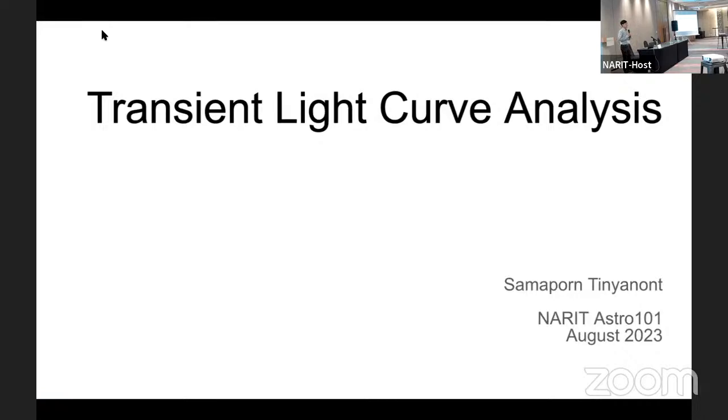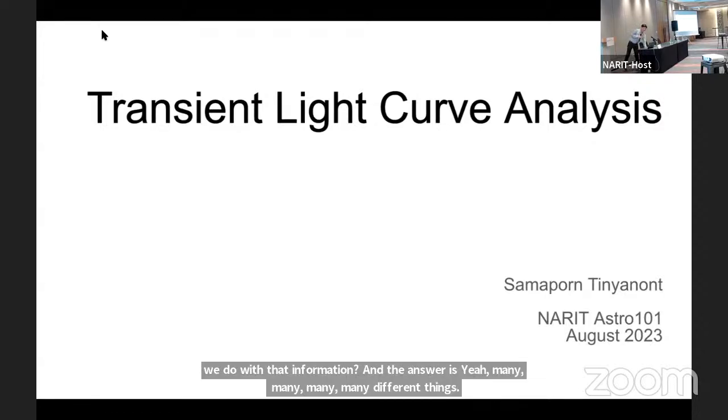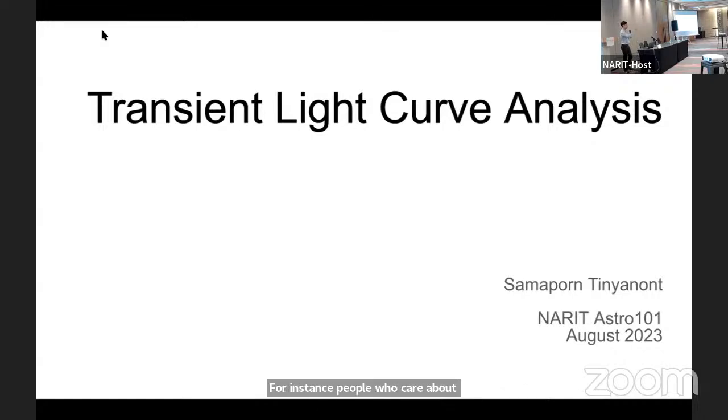For light curve analysis, we started this week by looking at astronomical images, and this morning we ran astrometry and photometry to measure how bright the sources of interest are in our images. Now what do we do with that information? The answer is many different things. For instance, people who care about transiting exoplanets can take photometry, plot it up, and do really careful photometry to see the dip in the light curve. The light curve is just the magnitude of your source as a function of time.